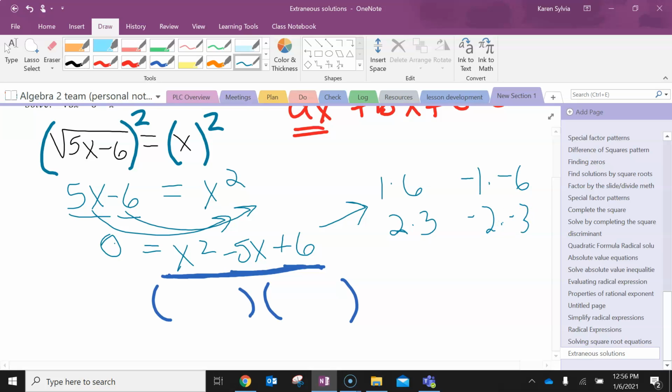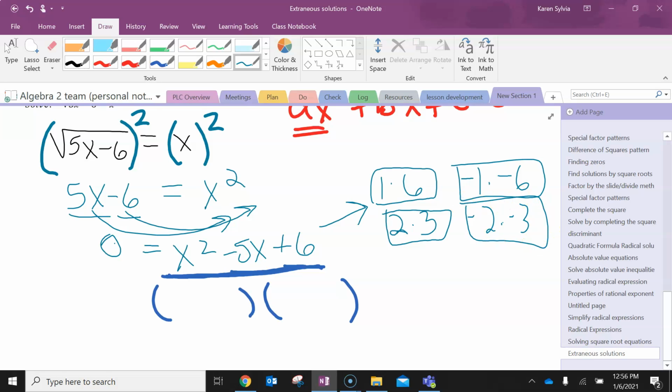Well, which pair of numbers is going to not only multiply to positive 6, but also add to the negative 5, right? So they need to add up to b. So I know my factors are negative 2 and negative 3. And the factors that give me the x squared right from the beginning are x times x. That leaves us with the solving part.